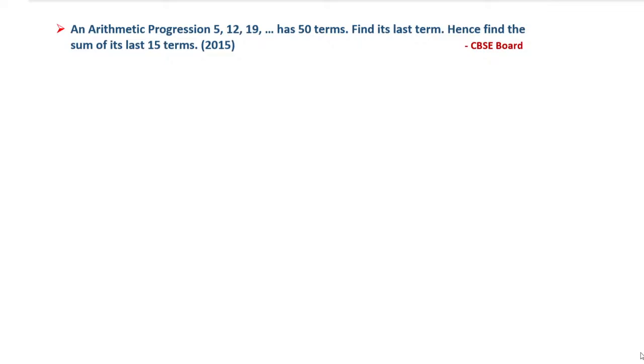So here they have an arithmetic progression 5, 12, 19, and so on to 50 terms. See here, we have 50 terms. So here 50 refers to what? A50, very good. It is nothing but n terms, that 50 refers to the n value. So n value is 50. So you have to find the value of A50, the last term they have given. And also they have told you to find the sum of the last 15 terms.